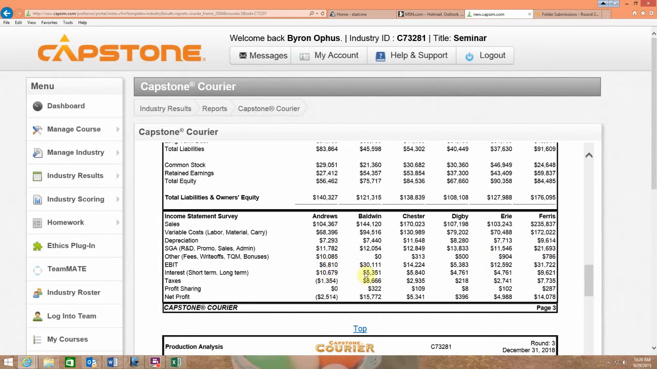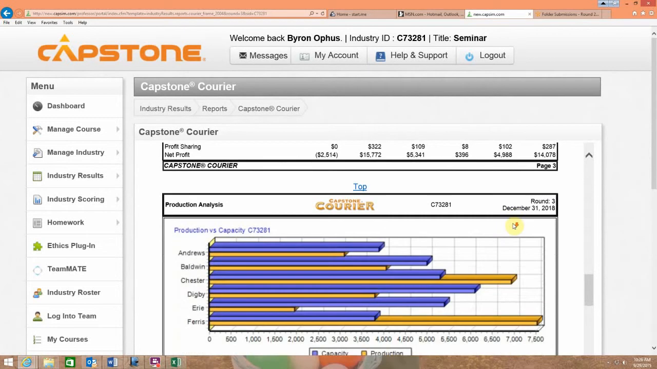EBIT, interest. Again, we saw Andrews has a lot of debt. Ferris a decent amount of debt, but relative to the amount of sales, okay. But quite a bit for Andrews, right? They're paying twice as much interest as most other teams, except for Ferris. And then our net profit.